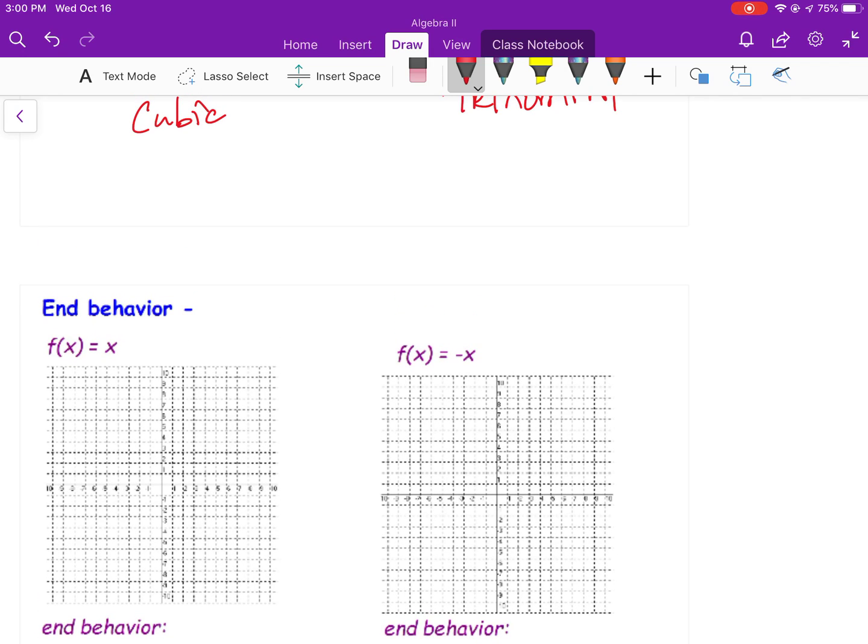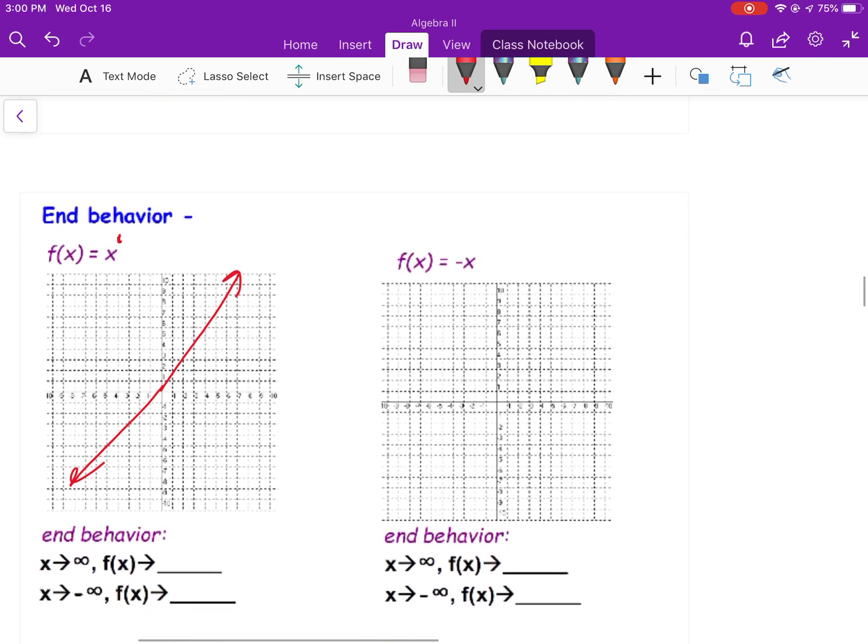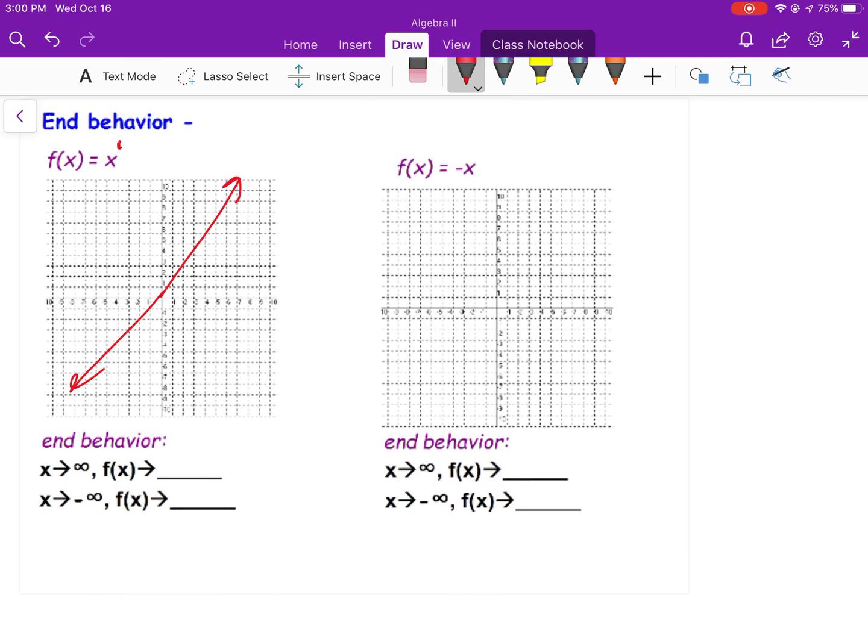I'm going to start off with x to the first. This is a line. I know my graph paper is not the greatest, but it would go just like that. It's got a y-intercept of 0, a slope of 1. Now in terms of end behavior, what I'm interested in is what happens on the positive side of the x-axis. So this x arrow and then infinity really means this part of my x-axis. So that's your x approaches infinity.